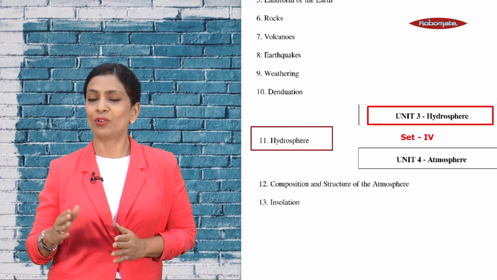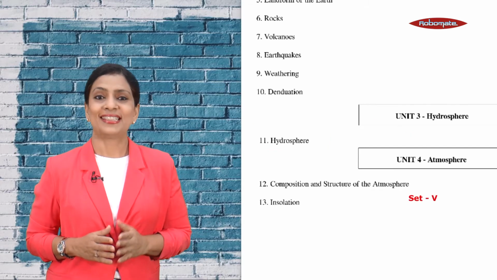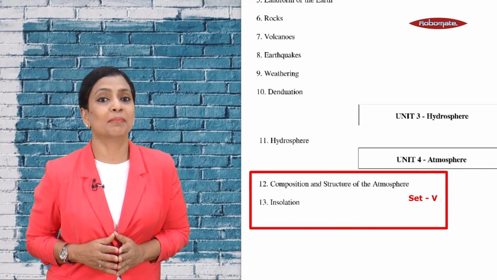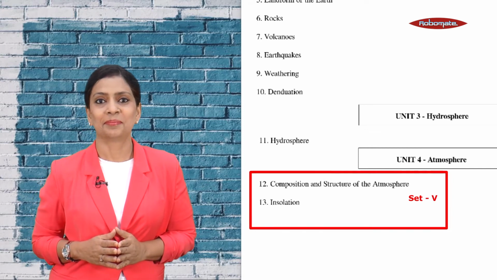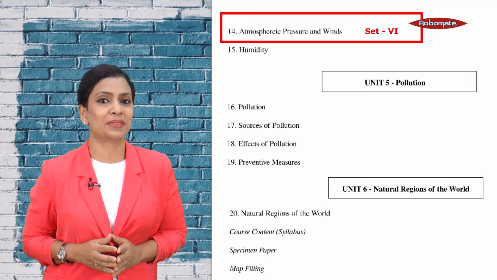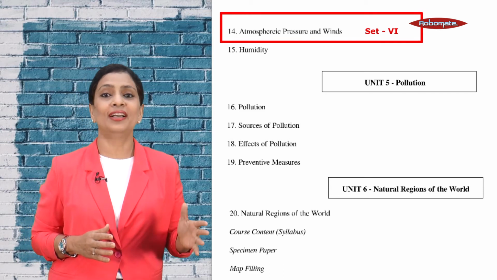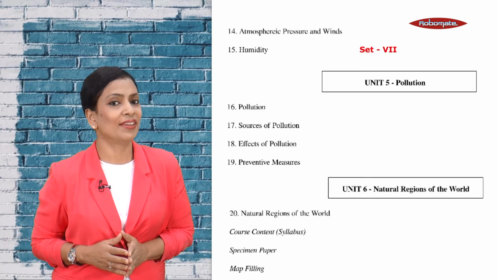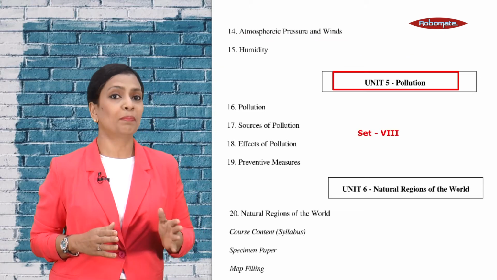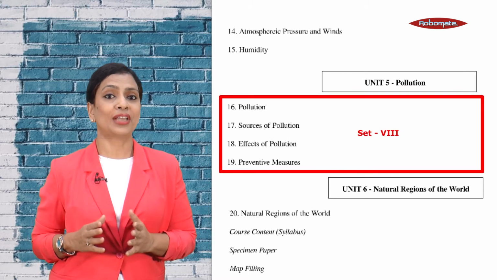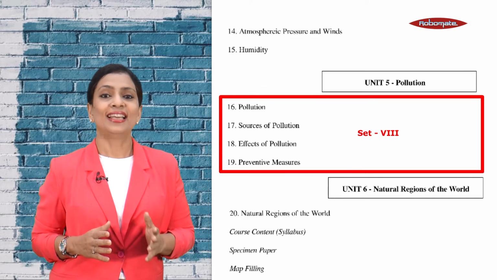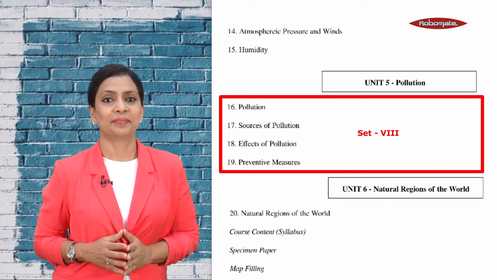Set 4 is a solo chapter called Hydrosphere. Set 5 deals with atmosphere and it has 2 chapters, chapter number 12 and 13. Set 6 continues with the same theme but there is a solo chapter here known as atmospheric pressure and winds. Set 7, a solo chapter again, known as humidity. Set 8, it's pollution and there are 4 chapters based on this theme, chapter 16, 17, 18 and 19.